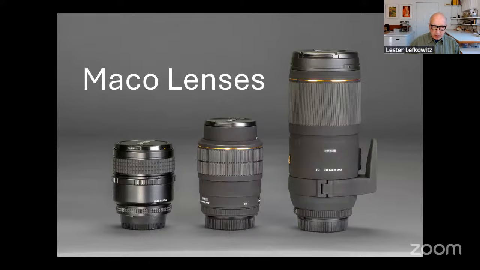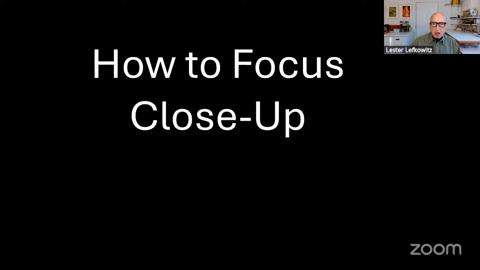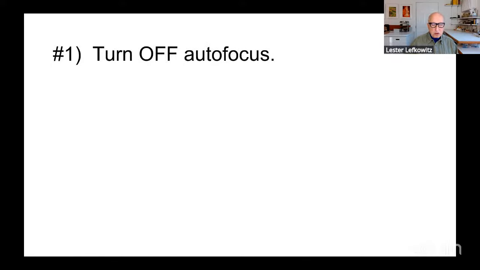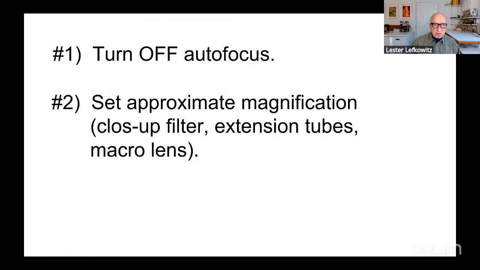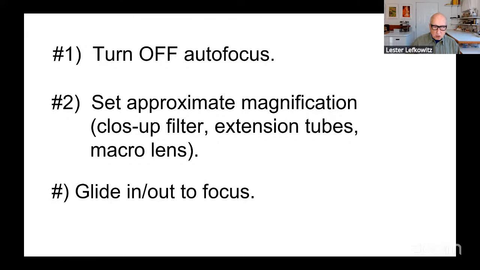A very important aspect of this business, because it's so tricky, was focusing close up, and we're going to talk about that today in greater detail. So the suggestion initially was to turn off autofocus. Most people who do this a lot do not use autofocus. I did show some ways where you can use spot autofocus if you prefer. Generally, though, with autofocus off, you set the approximate magnification you want. And then we use the technique, if you're hand holding, of gliding in and out to focus.